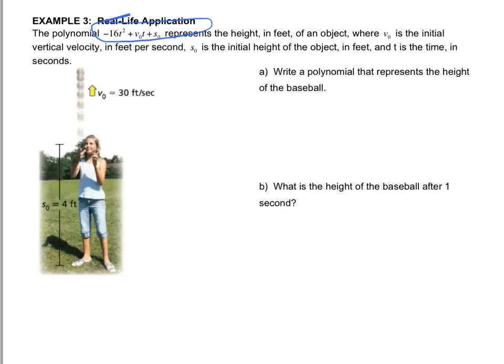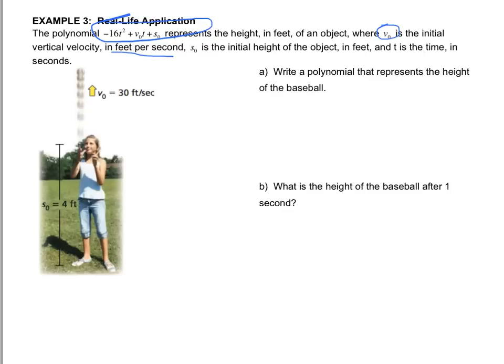Well, first we got to kind of figure out what all these things mean in this model. First of all, we are looking at this v sub o as the initial vertical velocity. So that is telling us how fast or how strong or how much speed we are throwing the ball with, what kind of force, up in the air. And notice that it's in feet per second.